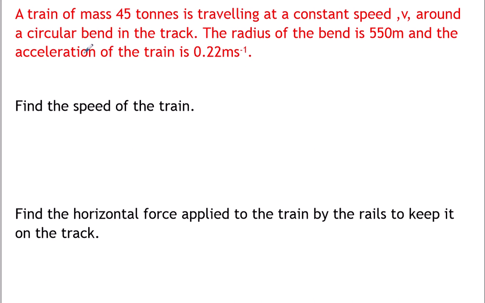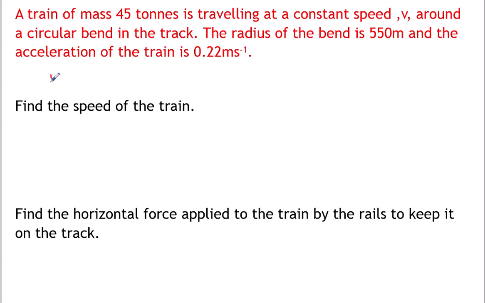A train of mass 45 tons is travelling at constant speed v around a circular bend in the track. The radius of the bend is 550 meters, and the acceleration of the train is 0.22 meters per second squared. There's a bit confusing here because it says at the start of the question that the constant speed is v, but then it also says it's accelerating. But remember, when you're travelling in a circle, even at constant speed, you are accelerating towards the centre. So it doesn't mean that the train's getting faster. That's the acceleration towards the centre that's keeping it going round in a circle.